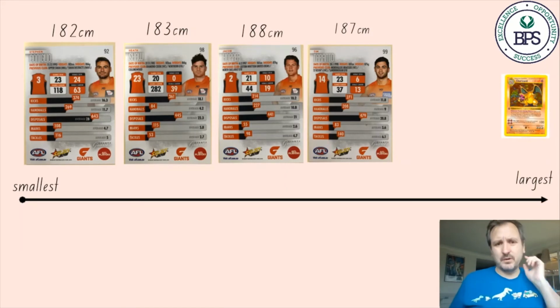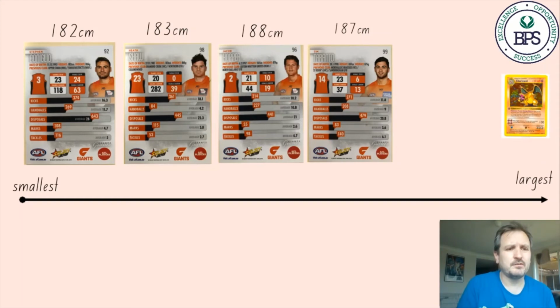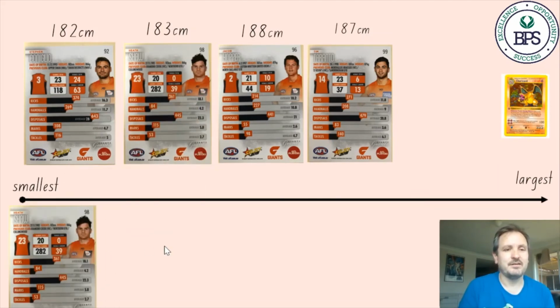Okay, so next we want to order them based on their goals. So this is the top number in the orange box. You can just see here 24, 0, 10, and 6. So if we were to order them from the smallest number of goals to the largest number of goals, who do you think would come first? Who had the least number of goals? That should be an easy question. Yeah, that's right. It should be Heath Shaw, who got 0. 0 is smaller than any of the other numbers, so that comes first.